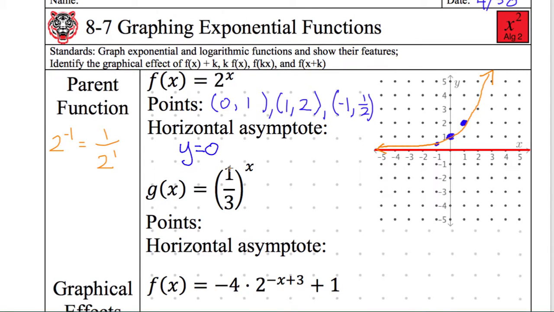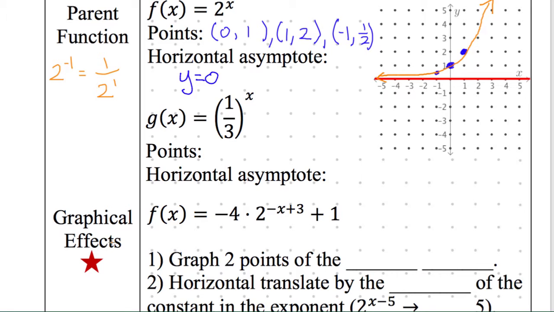Let's try another parent function. So far, I just want to get as easy as possible. The graphical effects is where things start getting juicy. All right, so g of x, spicy also, and all of the other terms that describe meat. All right, steak, I don't know.